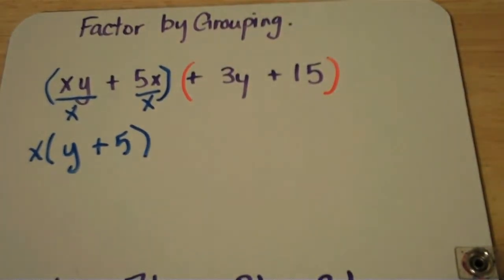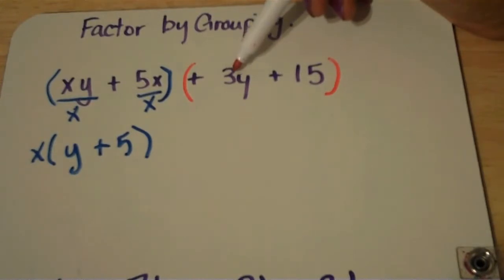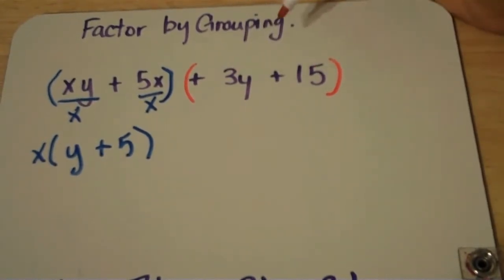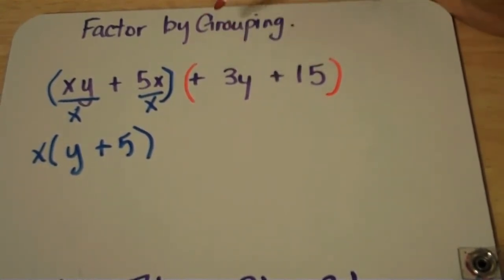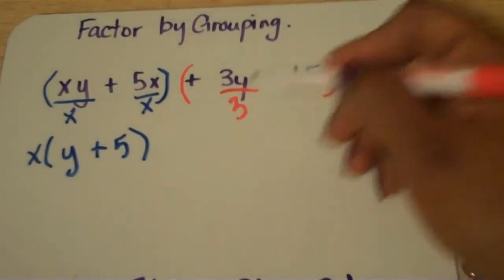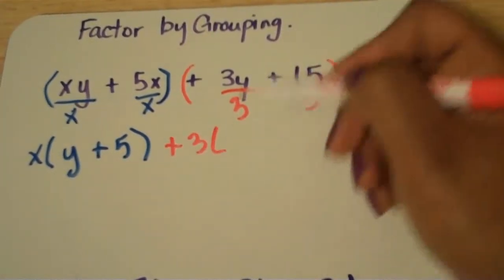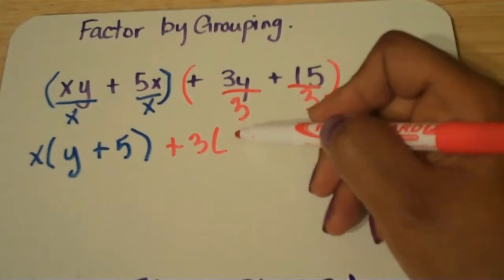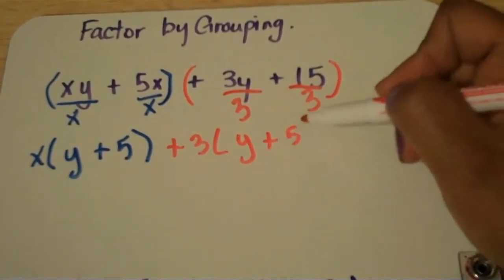In our next group, we have 3y plus 15. So we're looking for what we can factor out from 3y and 15. The only thing we can factor out is a number because there's no variable with the 15. And the greatest common factor, the number that's divisible by both of them, would be 3. So we're going to factor out a 3 from both. 3y divided by 3 is equal to y, and 15 divided by 3 is equal to 5.